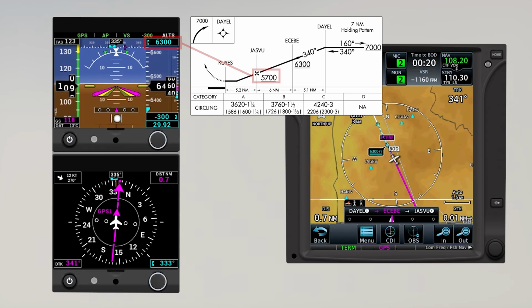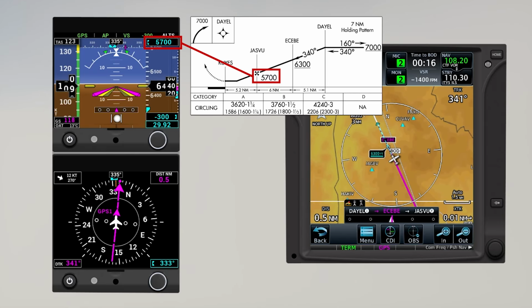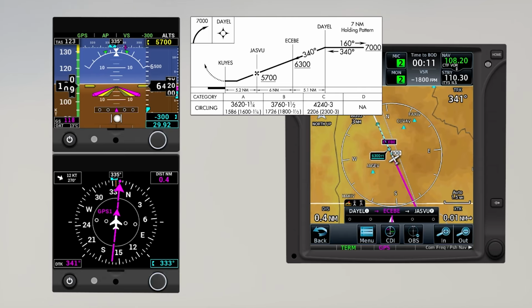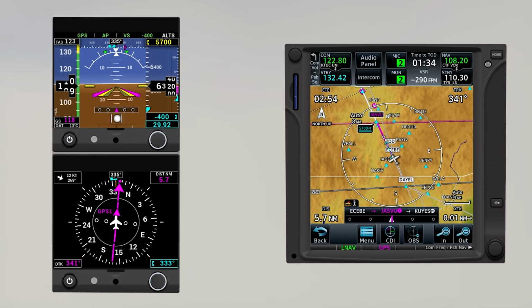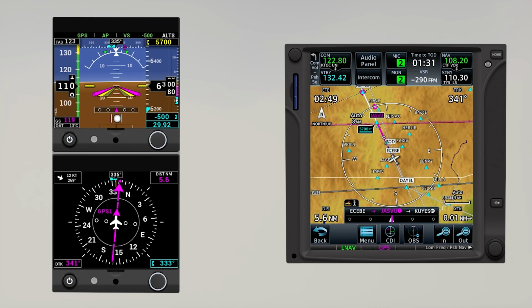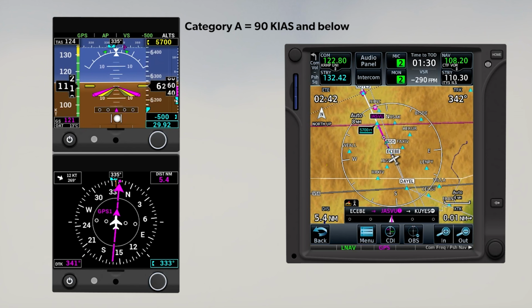And I'm going to set the pre-select now down to 5,700 because we're going to comfortably clear the 63. And I don't want it to level off if I can help it. I can accelerate this descent a little bit. We'll go down to 500 feet per minute because I do want to get a level segment here in order to slow down a bit. I need to be below 90 knots to use the Category A minimums.